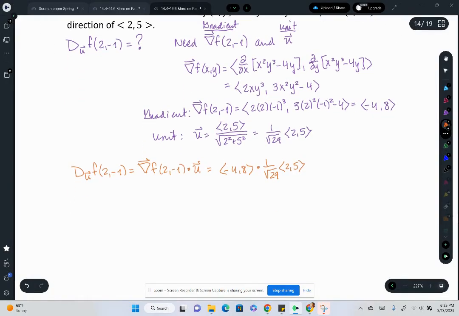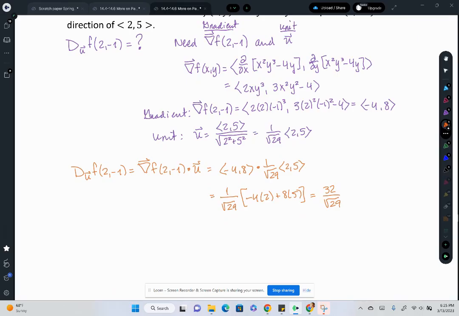Now that constant that's in there, I can pull that out to the front. So this becomes 1 over the square root of 29 times, in parentheses, I'll do my dot product, negative 4 times 2 plus 8 times 5. That becomes negative 8 plus 40, or 32 over the square root of 29.